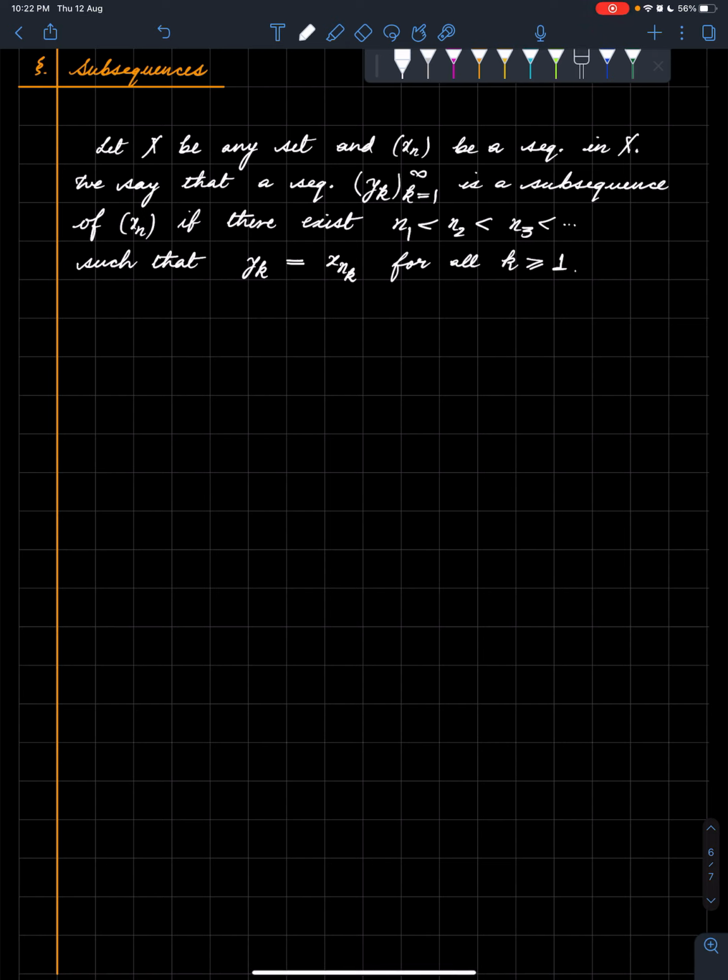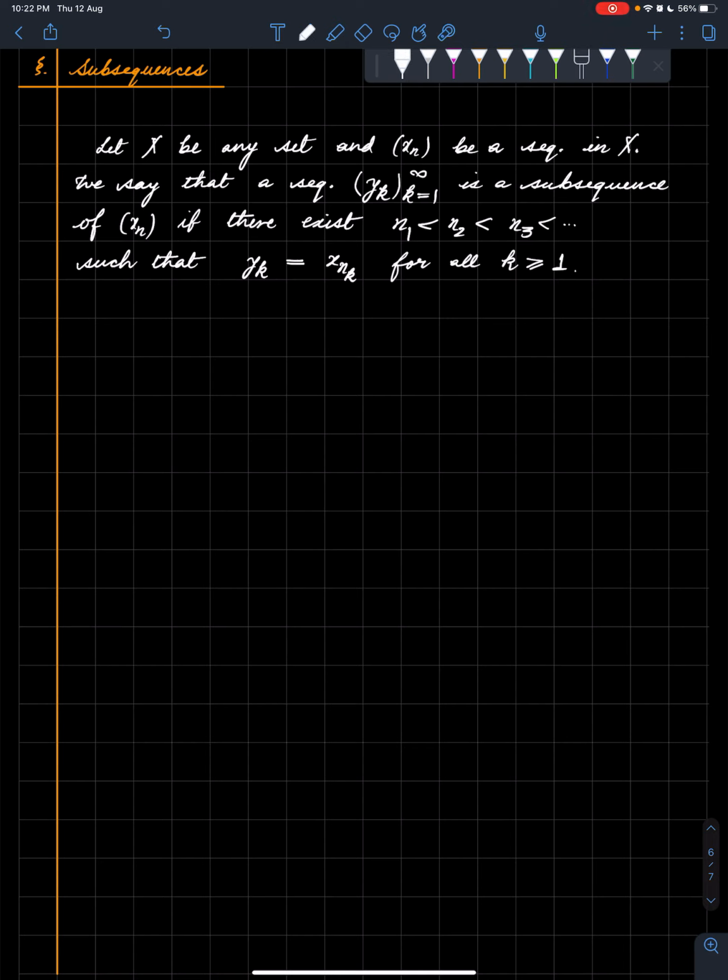Alright, so that's the definition of a subsequence, and I hope it is clear why this prefix sub is used. So we have x1, then we have x2, x3, x4, and so on. A subsequence basically picks out some of these guys. It may leave out whichever, but it picks out just whichever it likes. So that's basically a subsequence. If you decode what this is trying to say, you will understand my comment.